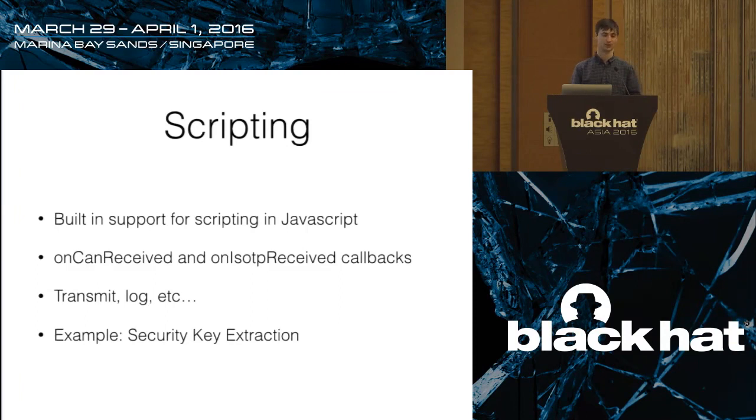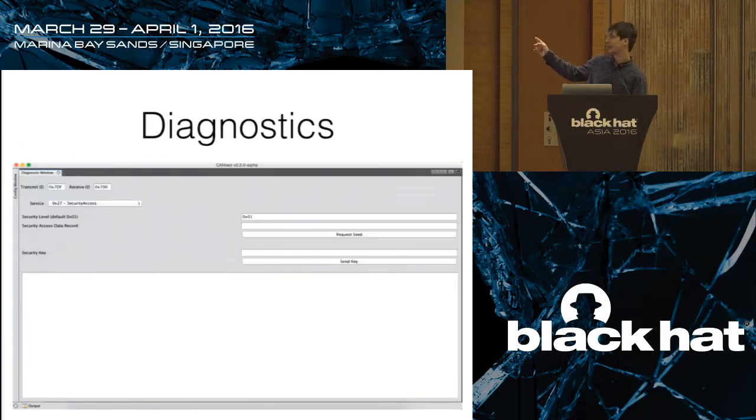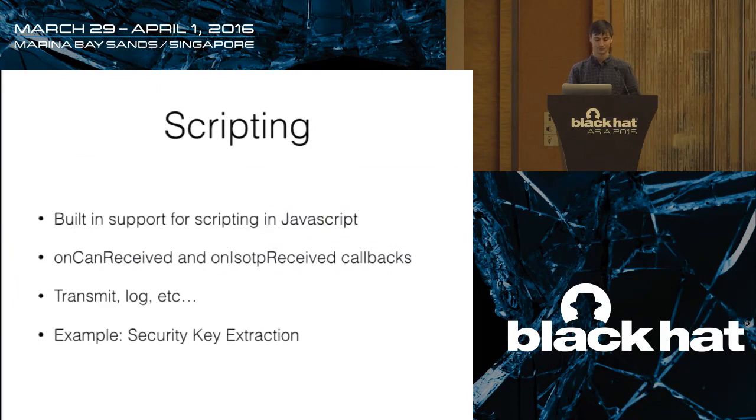So you can load up a script, and it has some callbacks that get called when you receive a frame or whenever you get an ISO-TP payload. It also provides access to all of the functionality that is available to other parts of the application. So you can basically pull in the device and transmit raw frames, or you can pull in that UDS view that was back here and say, I want to do security access now. Here's the level, here's my data record, and it will do that automatically for you.